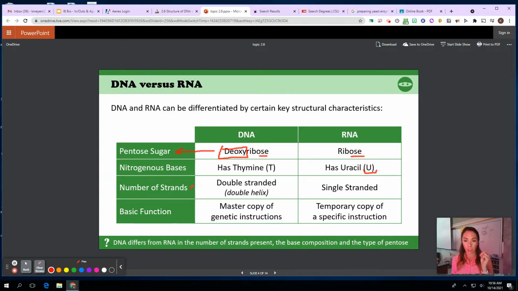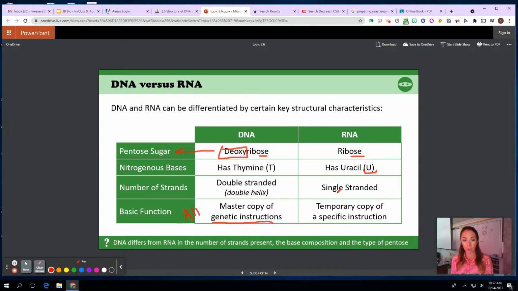It's got the double-stranded helix. My RNA is single. And the basic function: my DNA has the genetic instructions, and these are the master. It has the full set, right? So all of my DNA is in every single nucleus.